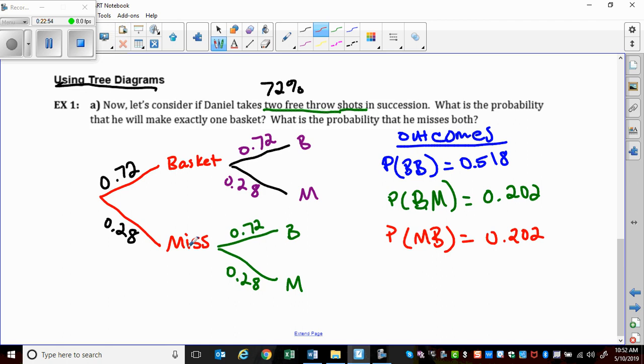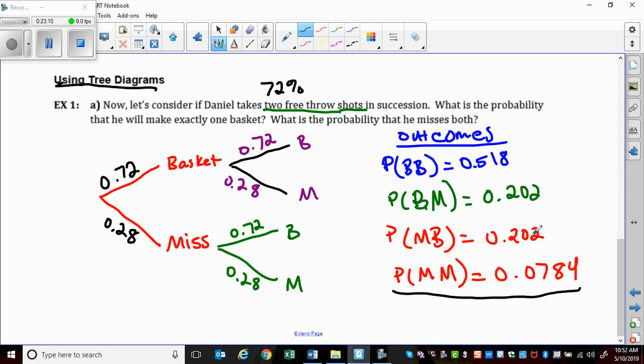So misses and then makes a basket, or misses and then misses again, 0.0784. Alrighty, when we add these up, these should equal 1. The total should equal 1.